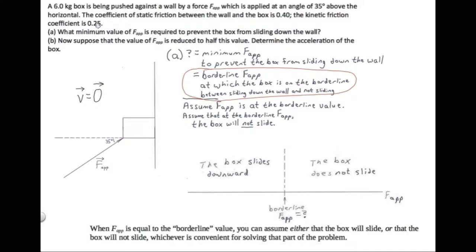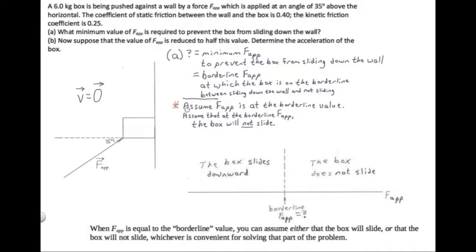Since this is a minimum required to prevent the box from sliding down the wall, that tells us that if the applied force is greater than that minimum, the box definitely will not slide down the wall. On the other hand, if the applied force is less than the minimum that's required to prevent the box from sliding down the wall, then the box will slide down the wall. This also matches common sense, since it's the applied force that is preventing the box from sliding down the wall. It makes sense that a larger applied force would tend to result in the box not sliding down the wall, and a smaller applied force would allow the box to slide down the wall.